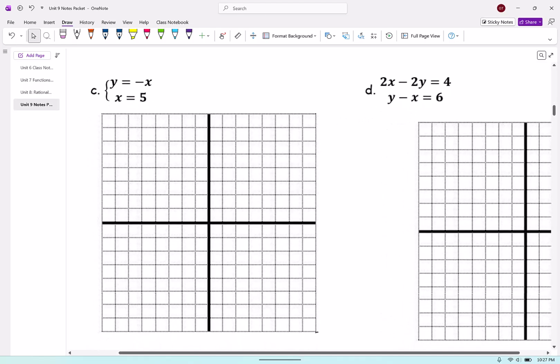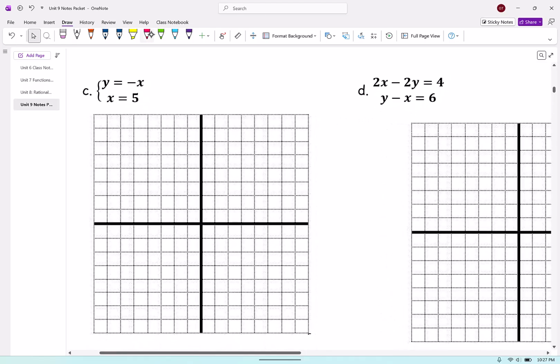Let's try a couple more here. All right, so my slope is going to be -1. And if I have no value for y, then my b is 0. So that means that it's at 0, 0. All right. X equals 5, that's just going to be vertical. So why don't we just start with that one right away?